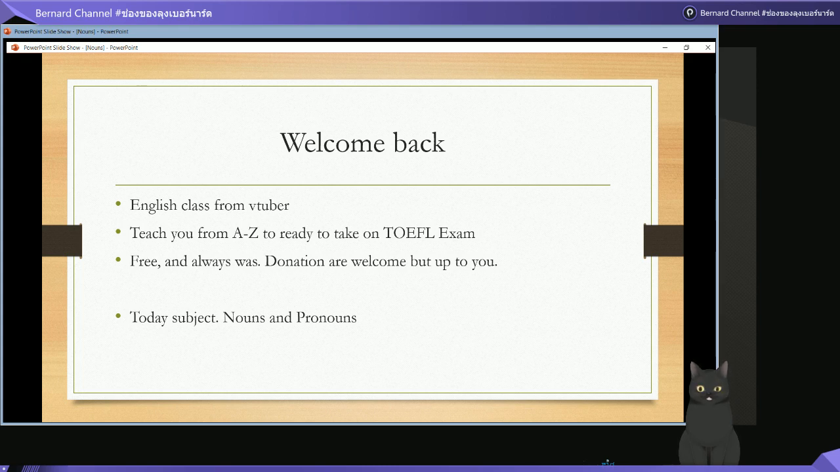Okay, so the subject today is nouns and pronouns. Okay, let's get into it. Wait, the BGM should be lower. Okay, that will do. Now let's move on.